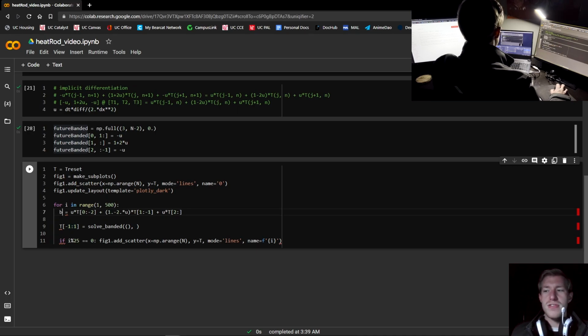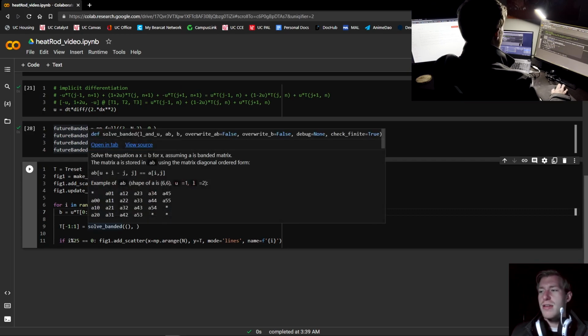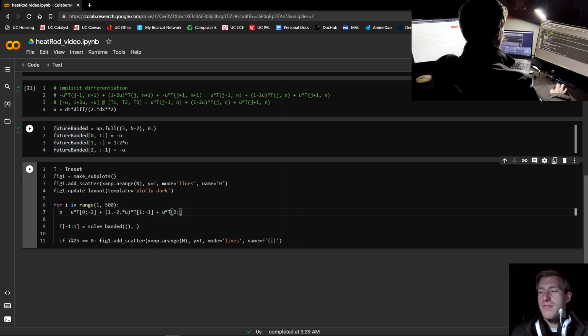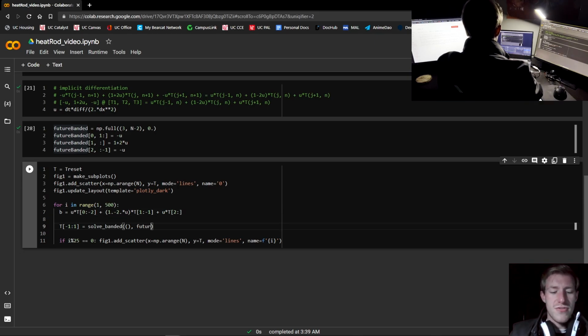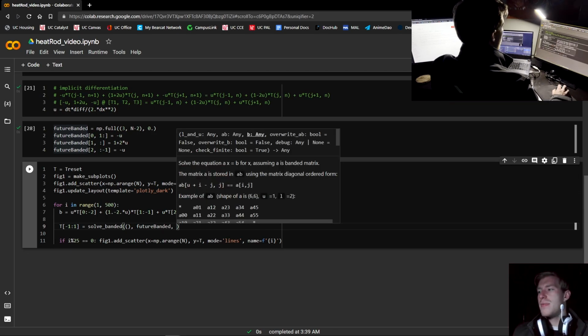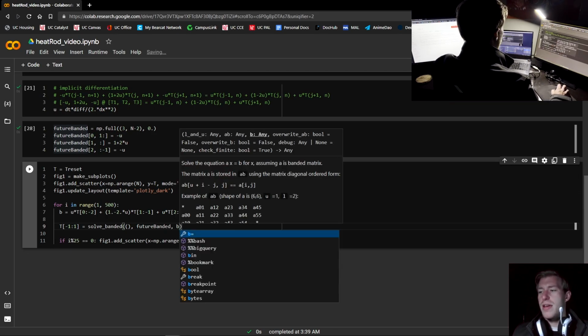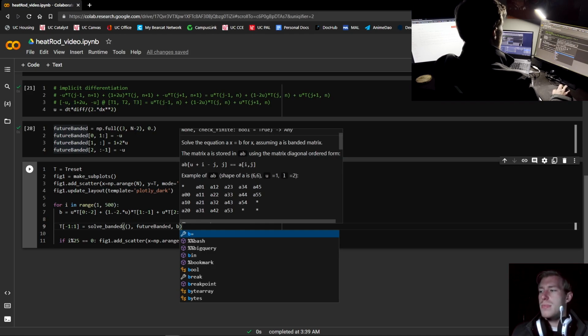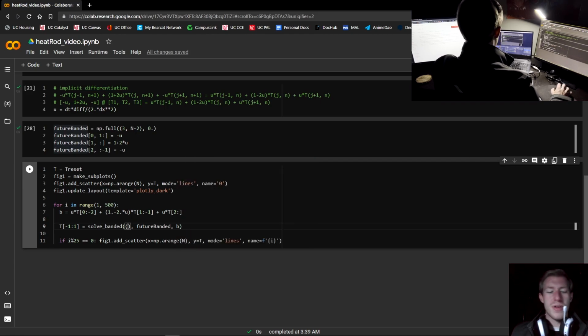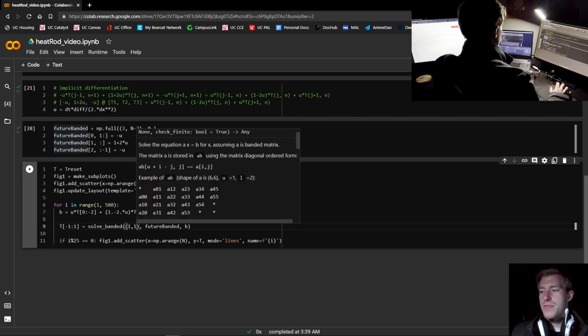So we're going to create this new thing called b, because if you remember, solve banded uses an a and a b, right? A is the one on the left side. We made future banded, which represents our a, so we can pour that in right now. Future banded, and then all we're going to need after that is our b. So we're going to call that b right there. And of course, we know that l and u is the number of lower and upper diagonals in matrix diagonal form, which is going to be 1 and 1 because we only have one of each. So I'll just put that in there.